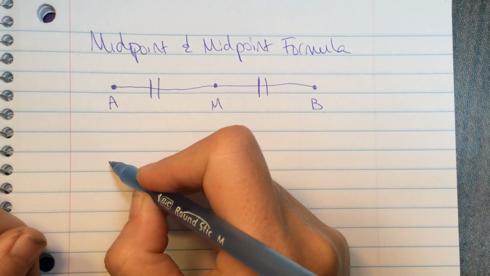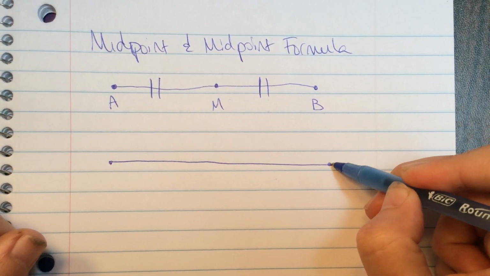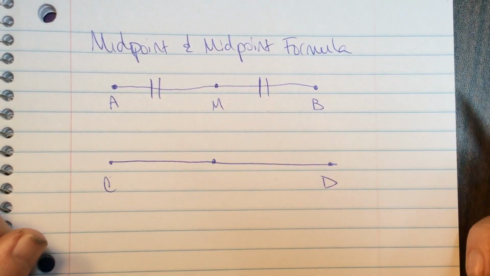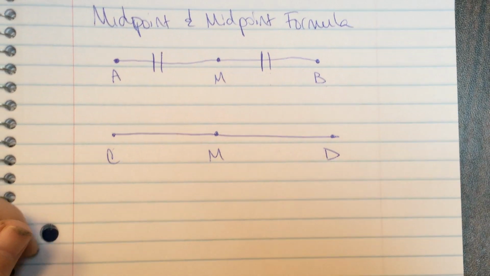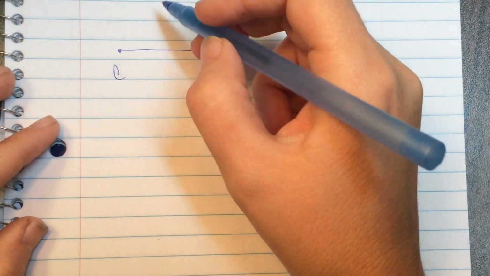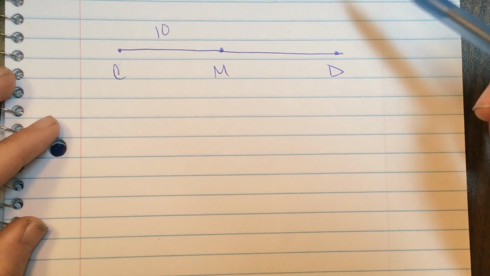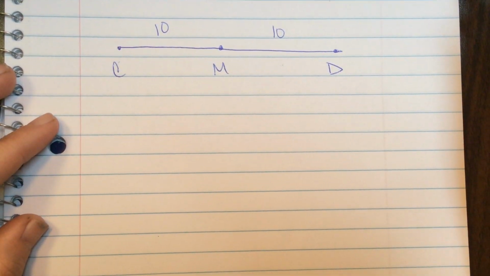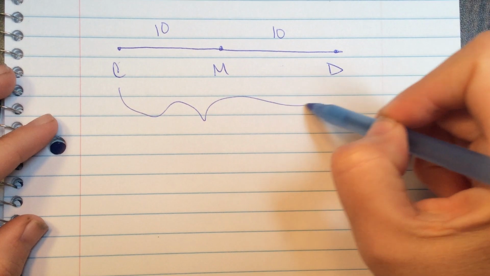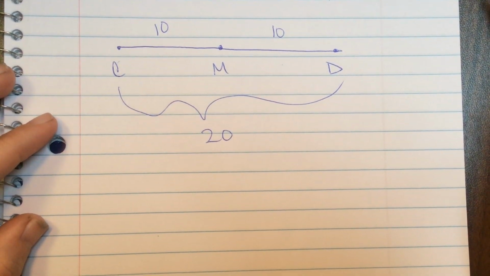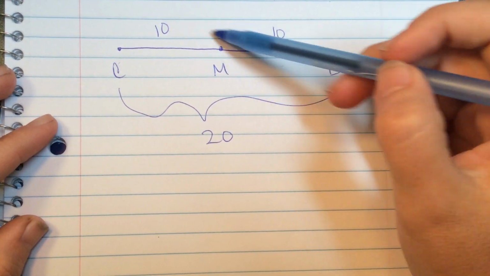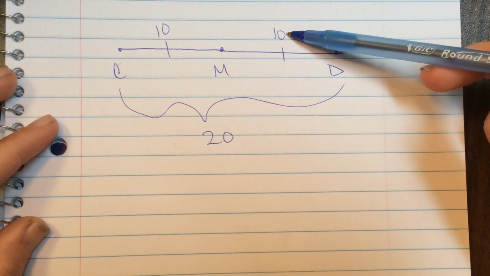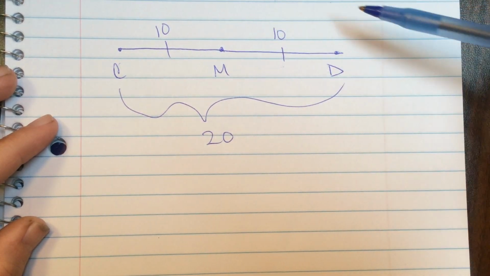So let's just make sure we're really clear on this. Let's say we have C and D and we have a midpoint. Let's call it M again. So if this side is 10 and this is truly a midpoint, then this side would also have to be 10 and the entire distance would have to be 20. And then once we know that this is the midpoint, we can mark them congruent. This would be 10 as well as that would be 10. They're equal.